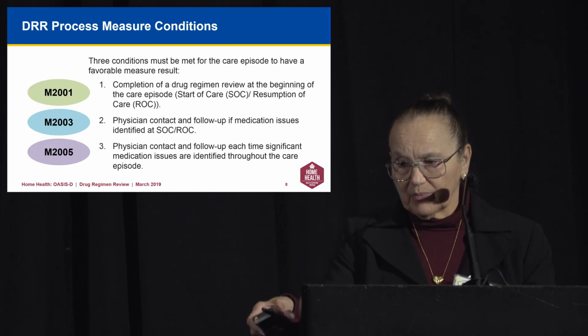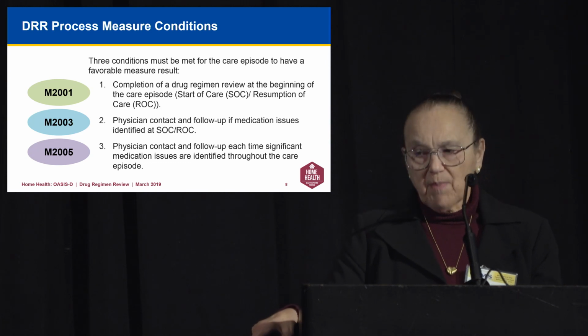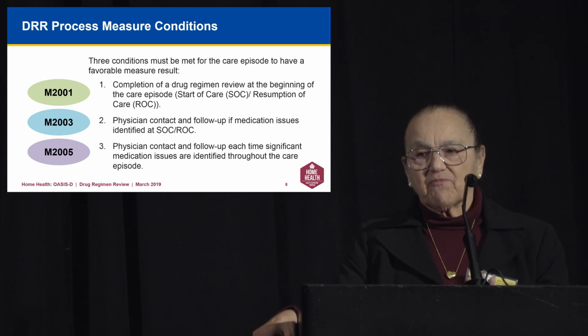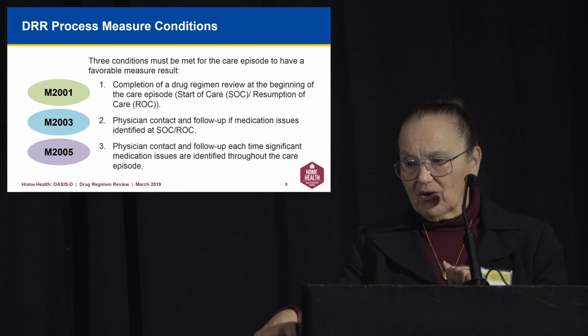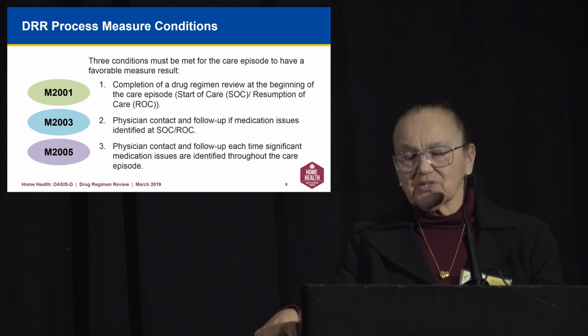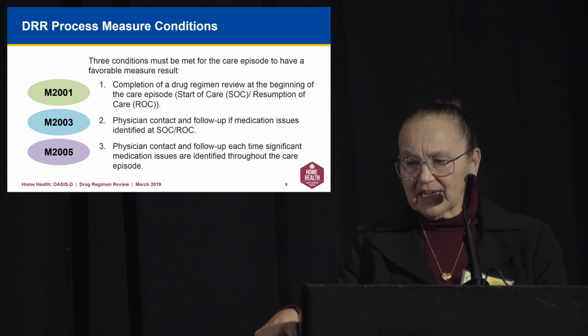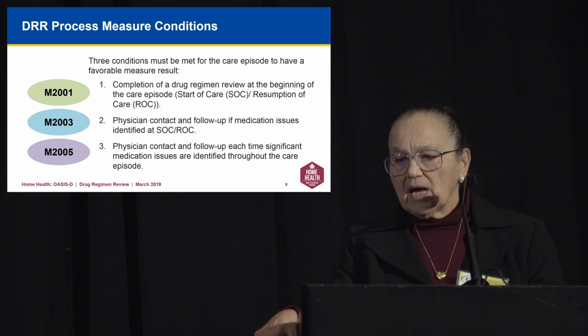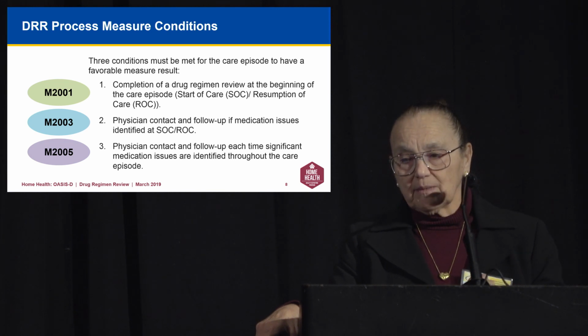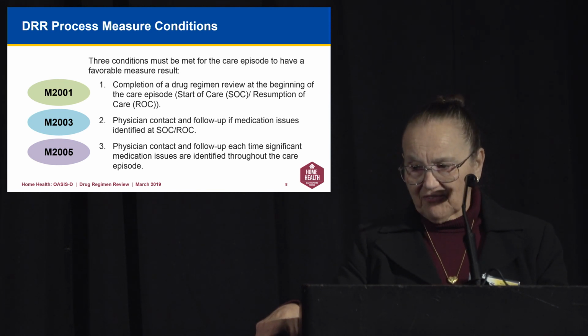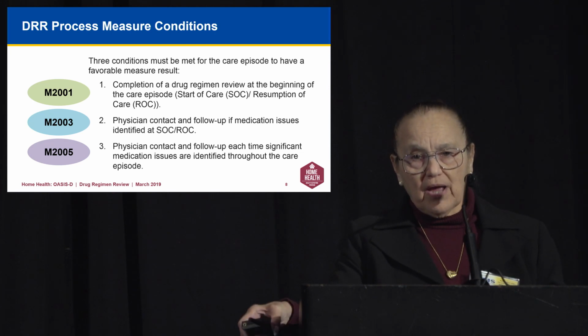Three conditions need to be met for this care episode to have a favorable measure result. 2001, the completion of a drug regimen review at the beginning of the episode, start of care, resumption of care. 2003, the physician contact and follow-up if a medication issue is identified at SOC or ROC. 2005, physician contact and follow-up each time a significant medication issue is identified throughout the entire care episode.